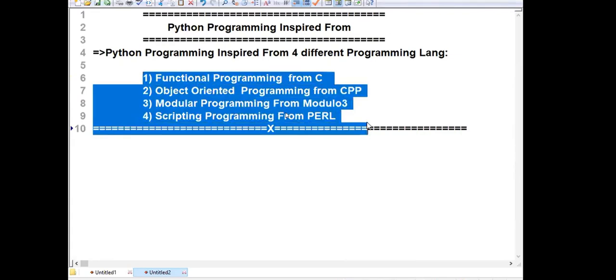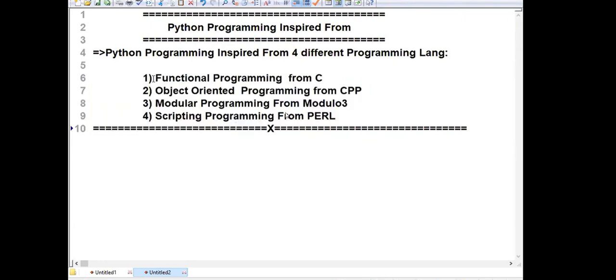So for my satisfaction, tell me all of you, is Python inspired from how many languages? 4. What are they? Functional programming, object-oriented programming, modular programming, scripting programming. These many facilities are there in Python programming. So why is Python most suitable for data science based applications? Because these many things are required. So that's why Python is one of the trending programming languages nowadays.